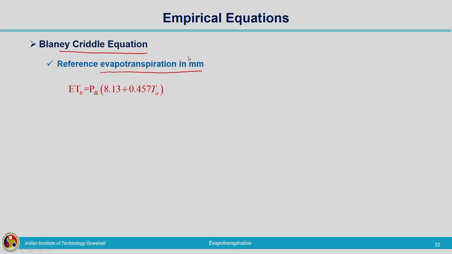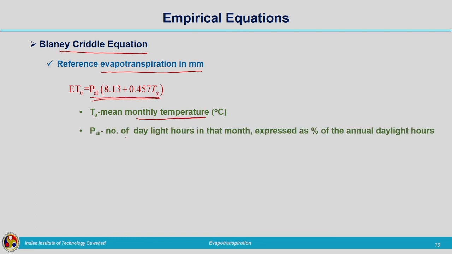That is given by ET naught equal to PDL multiplied by (8.13 plus 0.457 TA). Here again, TA is the mean monthly temperature in degrees Celsius and PDL is the number of daylight hours in that month, expressed as a percentage of the annual daylight hours. So many assumptions are there, so it may not give you the exact value; we can get an approximate value based on these empirical equations.